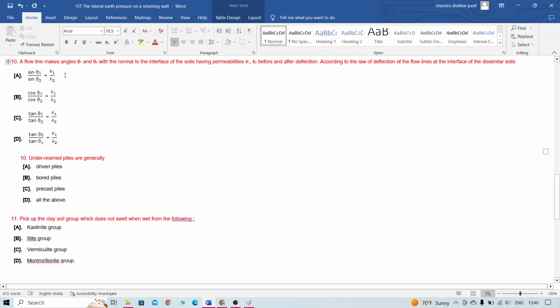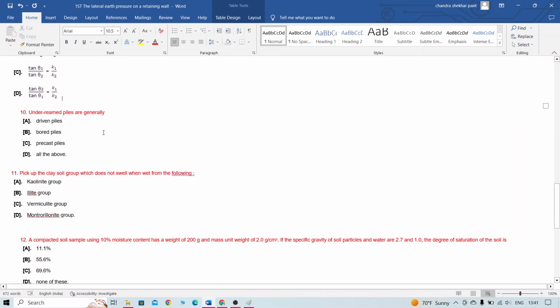So here a flow line makes angles theta 1 and theta 2 with the normal to the interface of the soils having permeabilities K1 and K2, before and after deflection. According to the law of deflection of the flow lines at the interface of dissimilar soils, which one will be the correct option? For this, option C is the correct one.